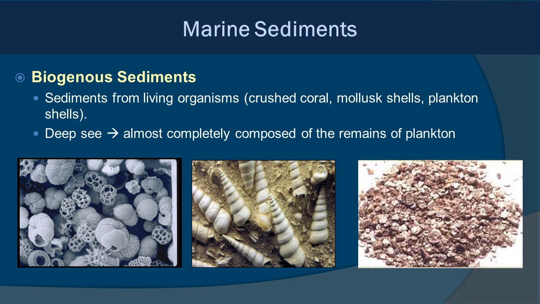Then we have biogenous sediments. These are sediments from living organisms. So we're talking things like crushed coral, mollusk shells that have gotten busted apart, plankton exoskeletons or shells that fall down onto the seafloor after they've died. And the deep sea is almost completely composed of the remains of plankton and biogenous sediments.